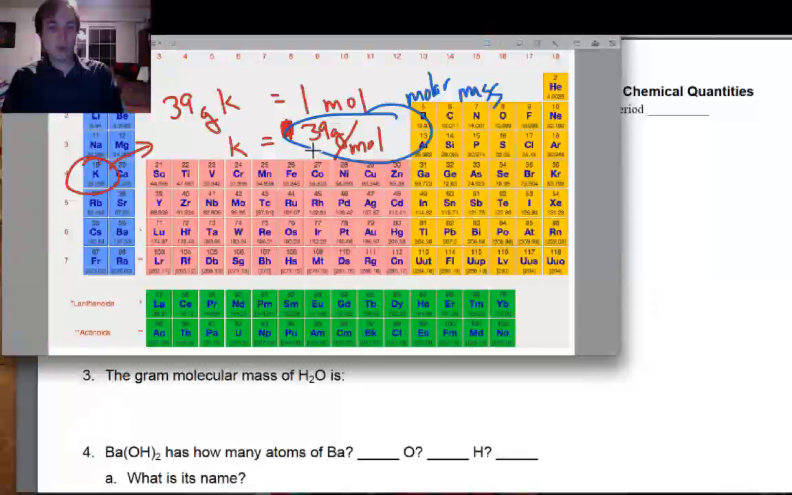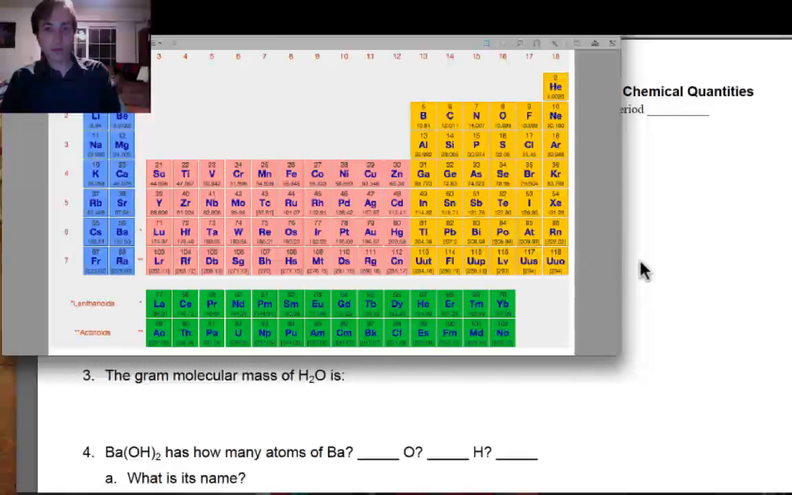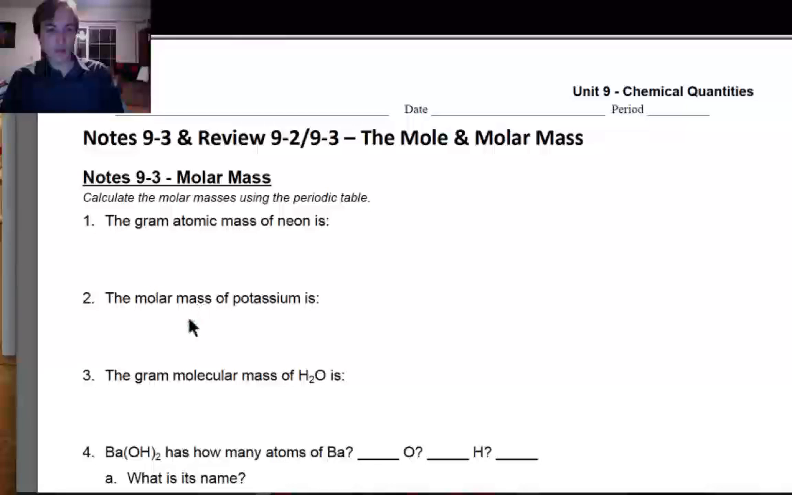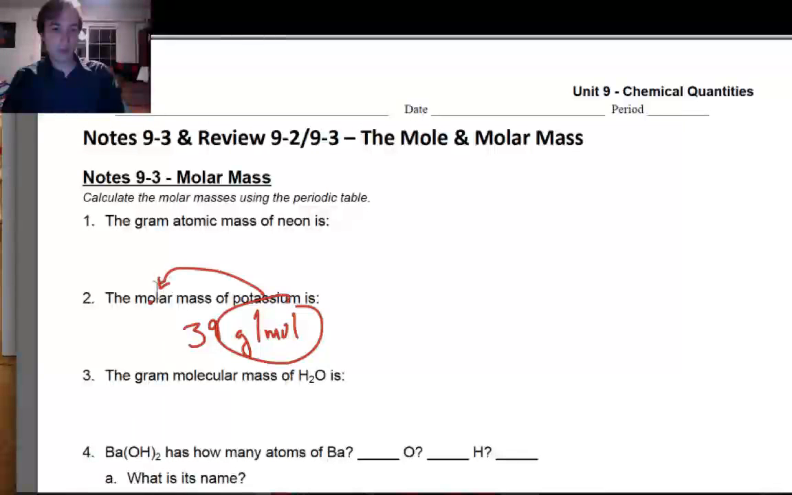So all we've done is take the same number, and instead of giving it units of grams, we've given it units of grams per mole. That's it. Not really that much more complicated. All you have to do is pull the number off the periodic table, write it as 39, in this case for potassium, and give it units of grams per mole. This is what makes it molar mass.